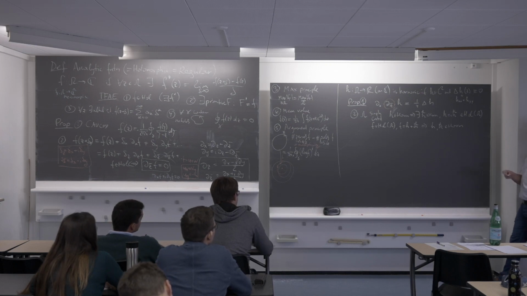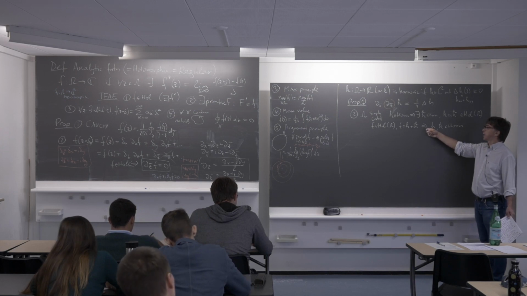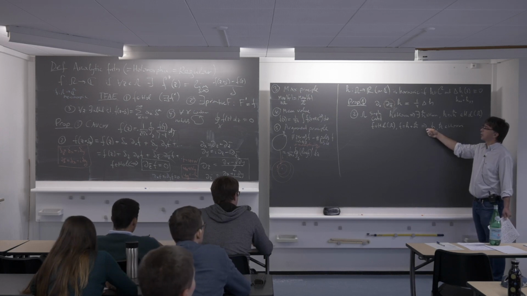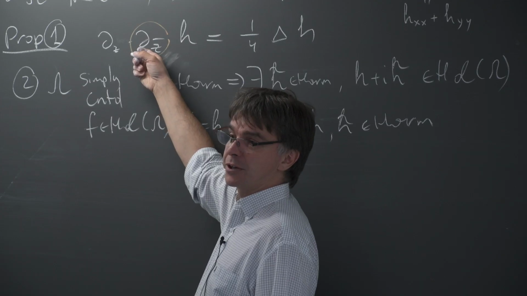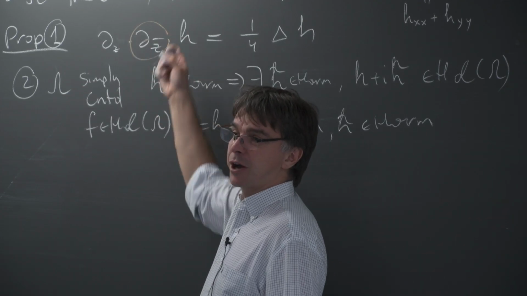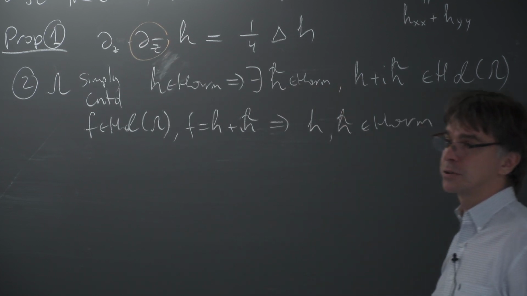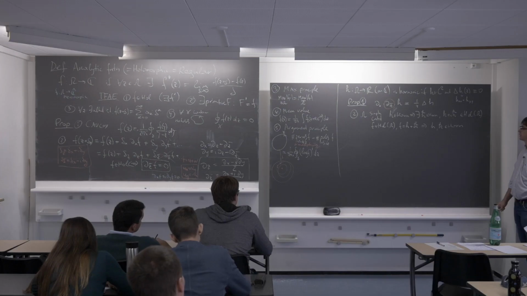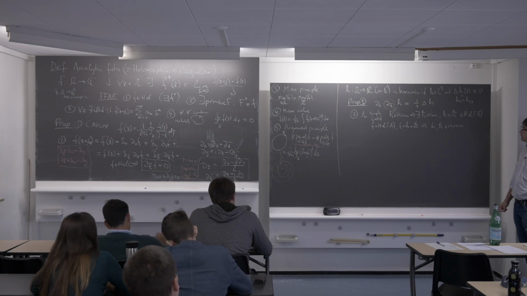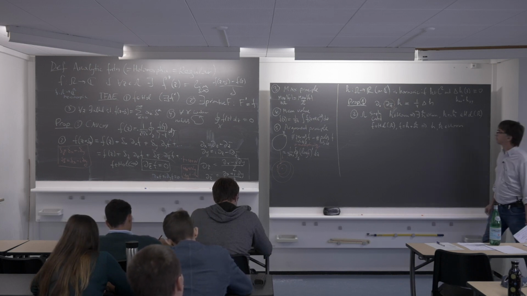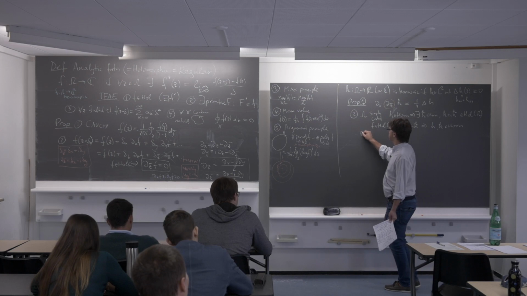Well, why the second part, why H and H tilde are harmonic? Because the Laplacian is just d times d bar. If d bar is 0, then d times d bar is also 0. So that's it. So, proof.